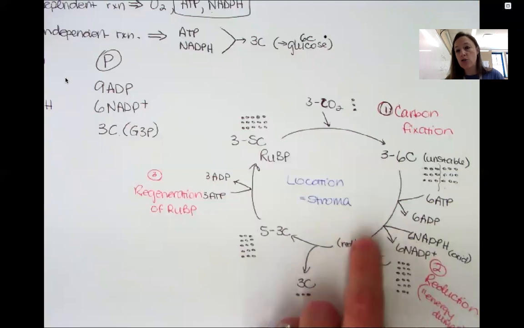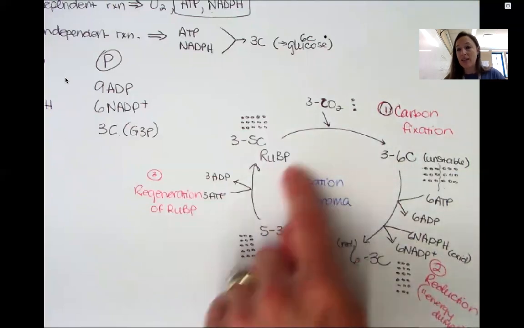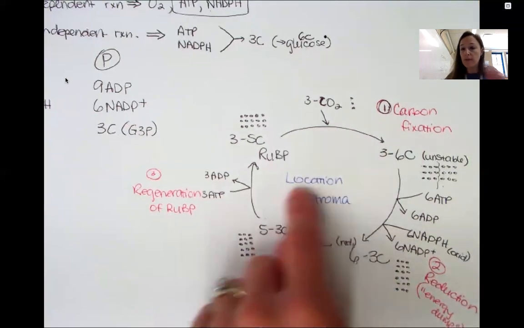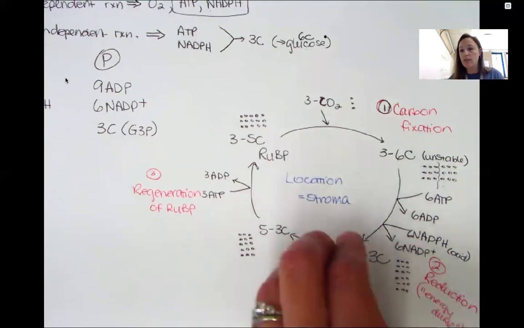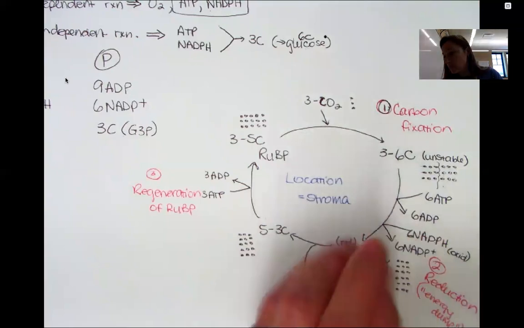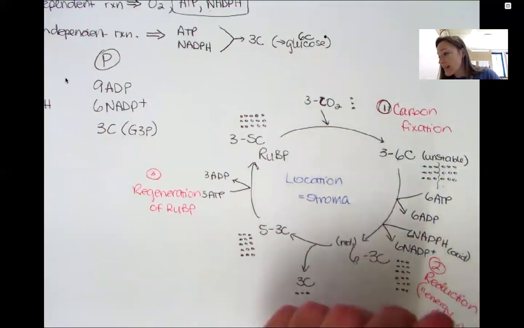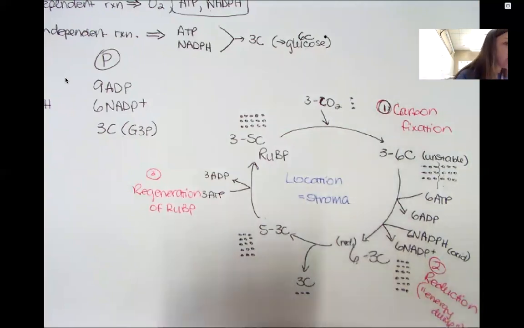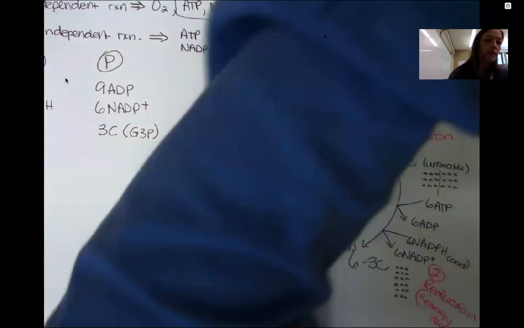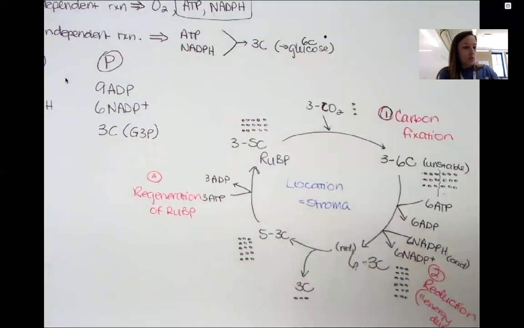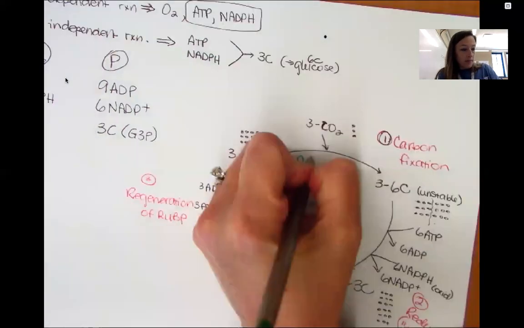And this happens in the stroma because all of the enzymes that catalyze all of these steps, and there are bunches of them, are dissolved in solution in the stroma. And I can identify the enzyme responsible for carbon fixation. Dun, dun, dun. That enzyme is Rubisco.